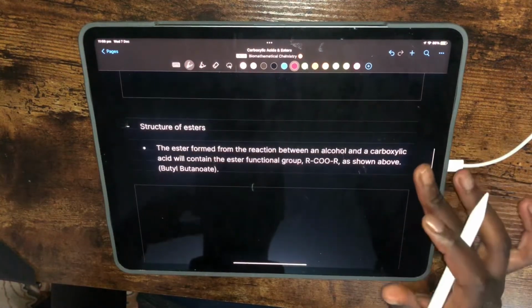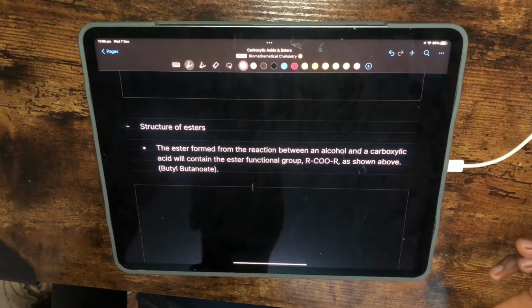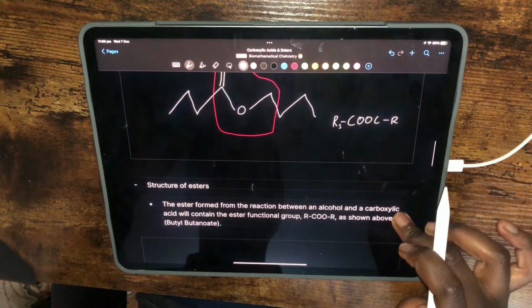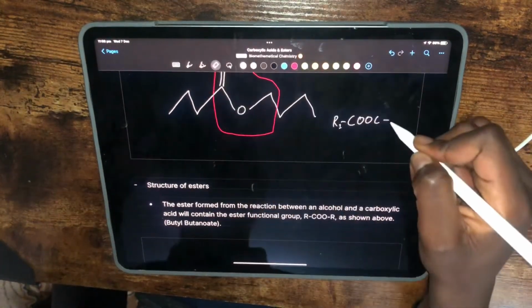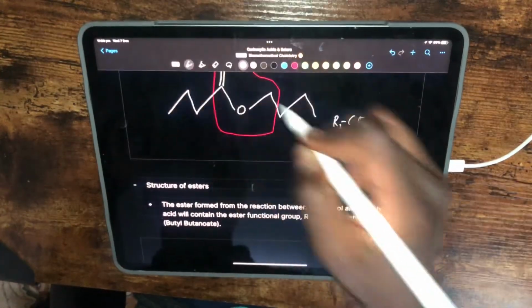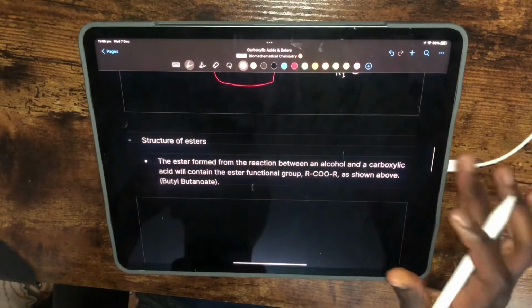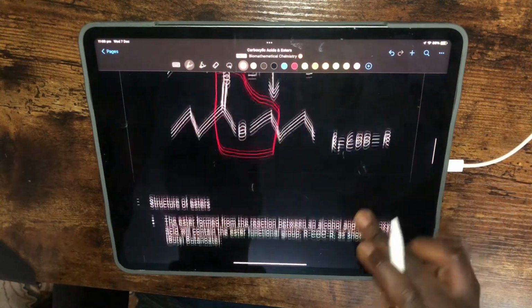All right, so structures of esters. The esters formed from the reaction between an alcohol and a carboxylic acid will contain an ester functional group. As I said here, why did I say C? That's already going to be the R. I always knew there was something wrong about this. COO and then R, as shown above. This example in particular here is butyl butanoate.